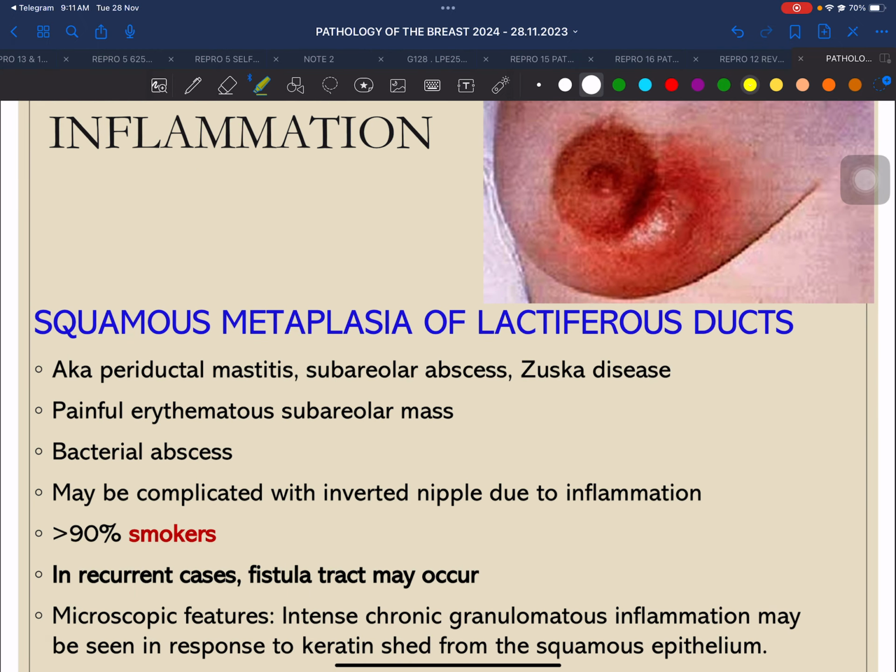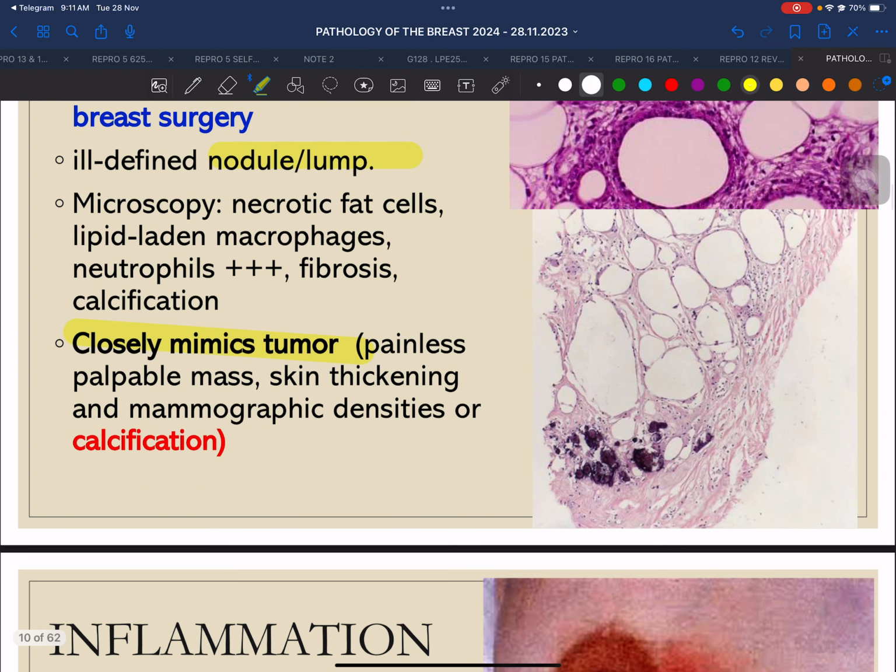Okay, so this dark bluish area here is the calcification. The empty spaces are the fat cells.